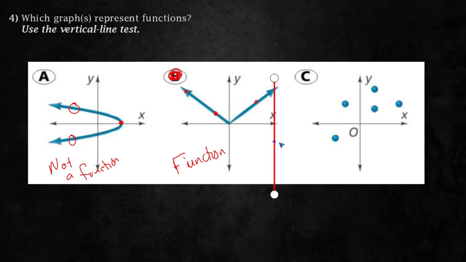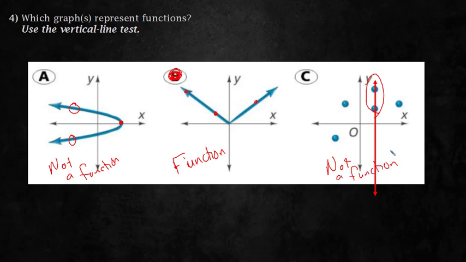And on the last one, C, let's look. There's only one there, so that one's good. Let's go on to the next one. Only one there. Ooh, we have a problem. We have 2 here. So that means this is not a function. And once you see that it fails once, you don't have to keep going.